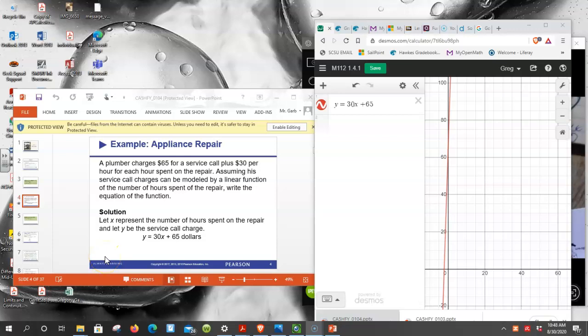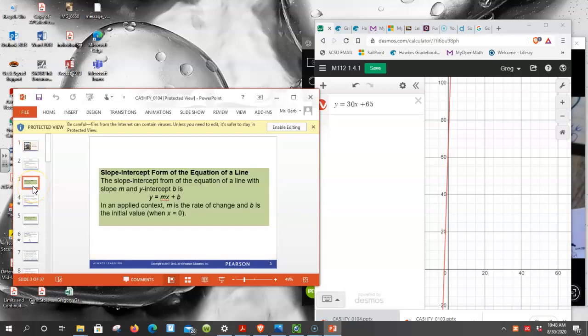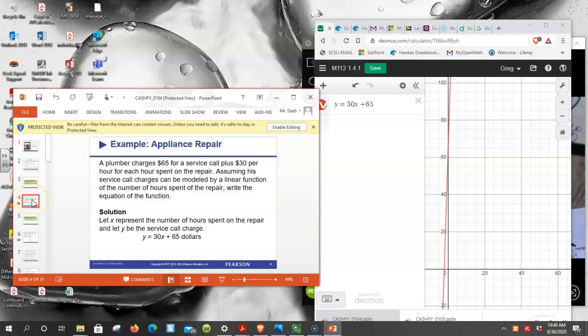Okay, so this is section 1.4, and it's application oriented, equations of lines. So doing equations of lines, and we're going to try to focus on the real life word problems. We're not going to do every slide. We don't necessarily need to. Everything matters about the context anyway.